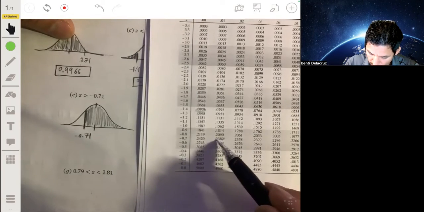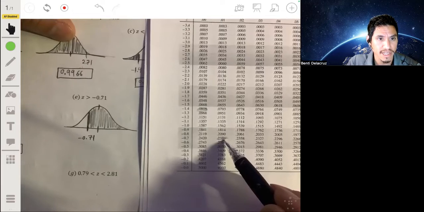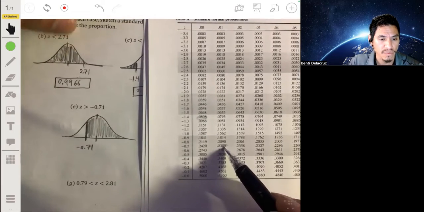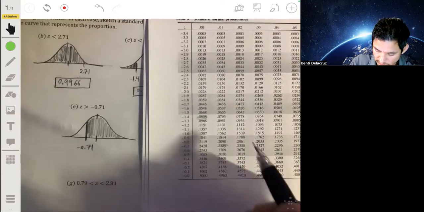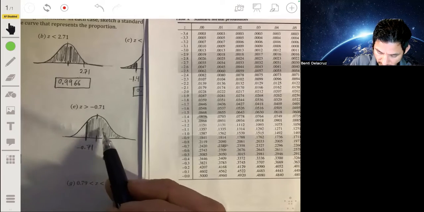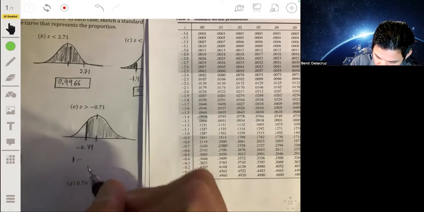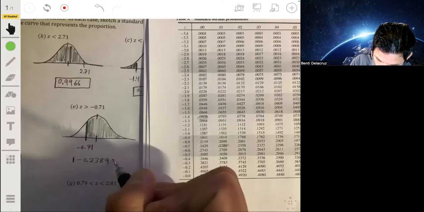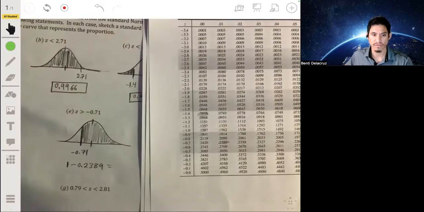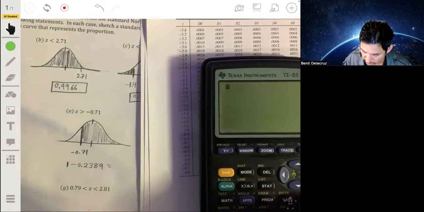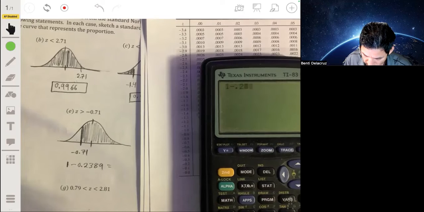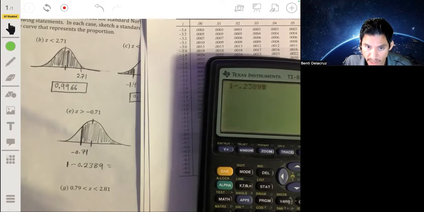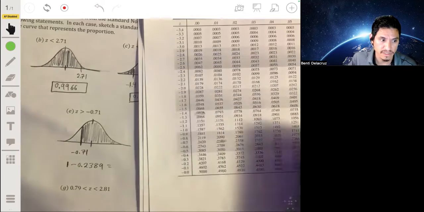Remember, this 0.2389 tells you the area to the left of negative 0.71. So since it's the area to the left, to find the area to the right, you just do 1 minus 0.2389. And then that will give you the area to the right. So 1 minus 0.2389, we get approximately 0.7611.